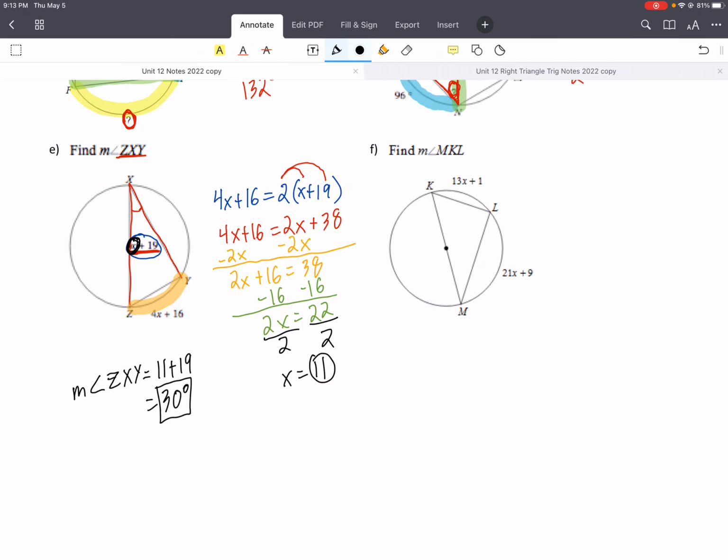Okay. Another way you're going to see this get a little bit more complicated is that now we want to solve for the measure of MKL. So we got to figure out how we can do that.